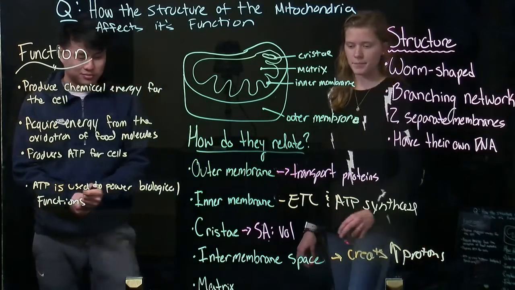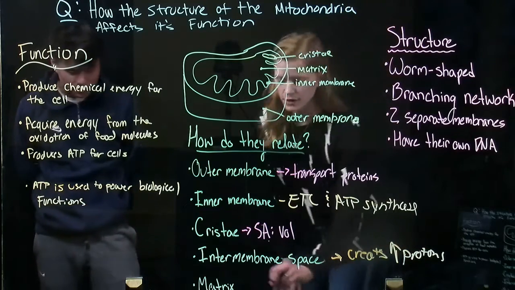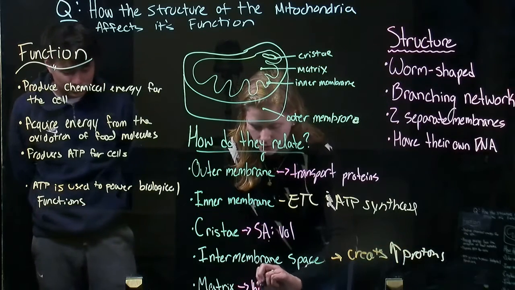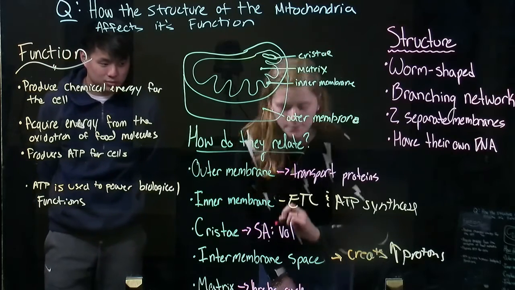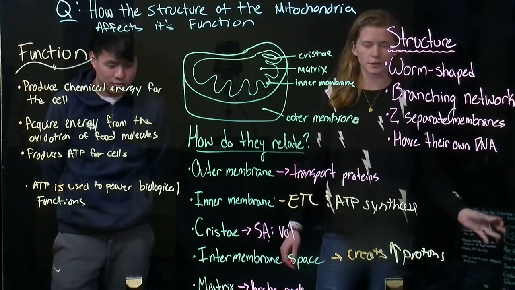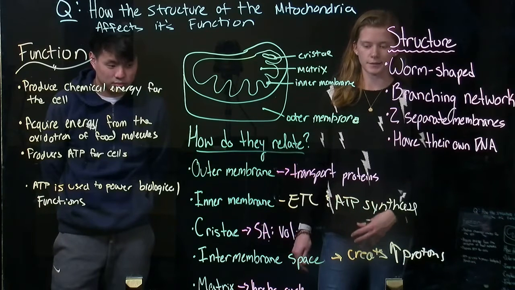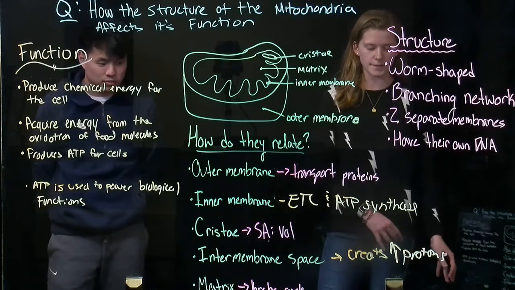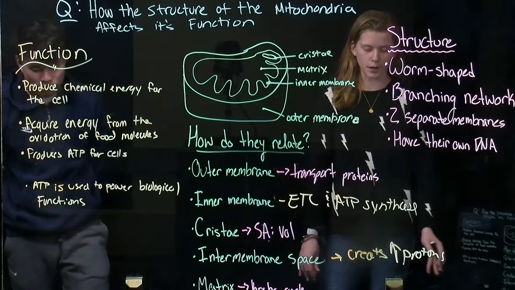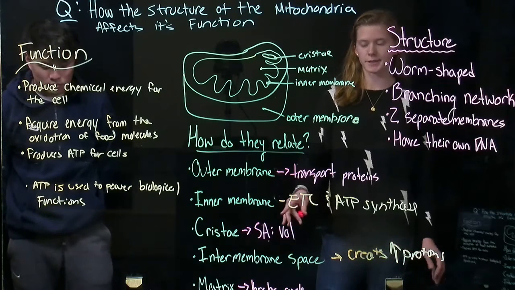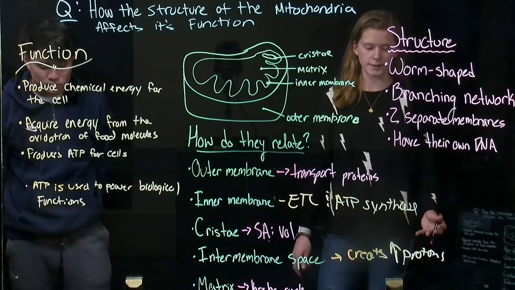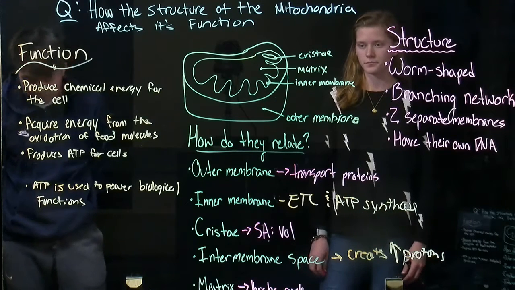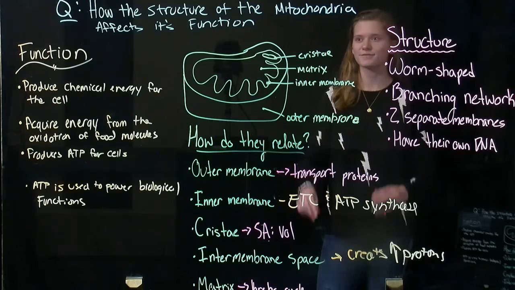So next is the matrix, which its main function is to help with the Krebs cycle. The Krebs cycle is mainly to take the glucose that is created in the cell and break it down into ATP through multiple different processes. And the matrix contains the appropriate enzymes and the pH in order to create this ATP. So yeah, this is the function of mitochondria.